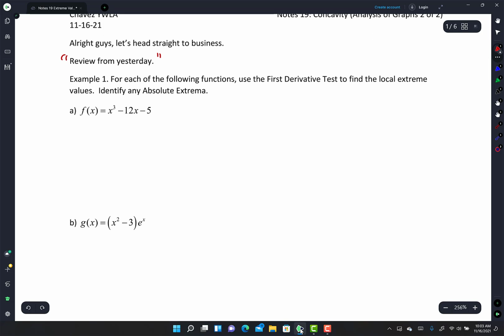So check it out. It says example one. For each of the following functions, use the first derivative test to find the local extreme values. Identify any absolute extrema. First derivative test, we actually already used it. We just didn't call it that. What the first derivative test is: if the derivative changes from positive to negative, you have a max. If the derivative changes from negative to positive, you have a min. That is the first derivative test.